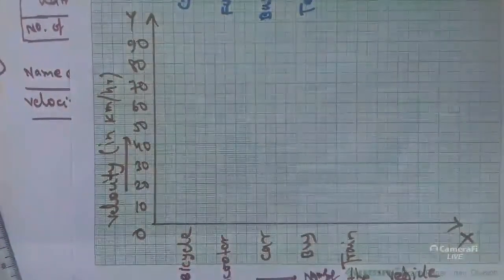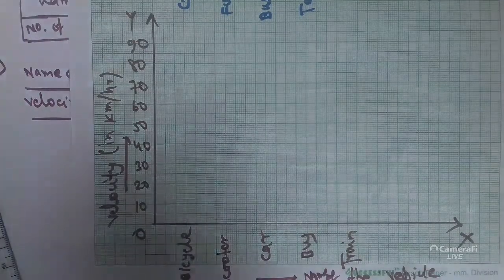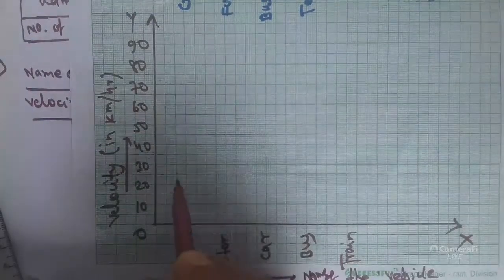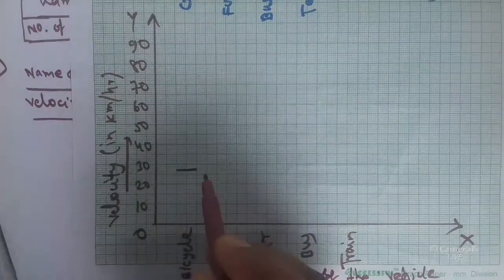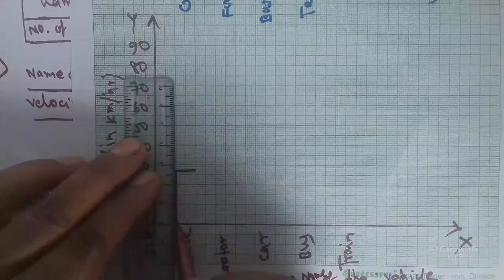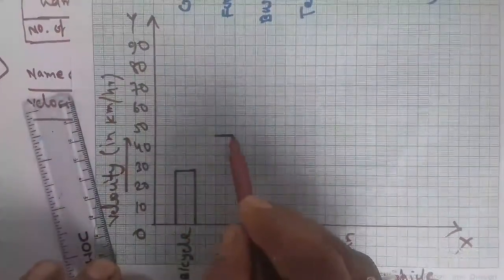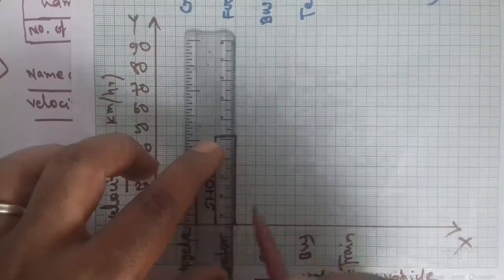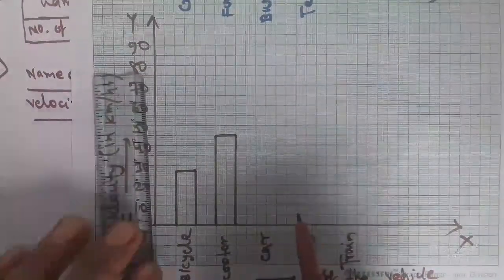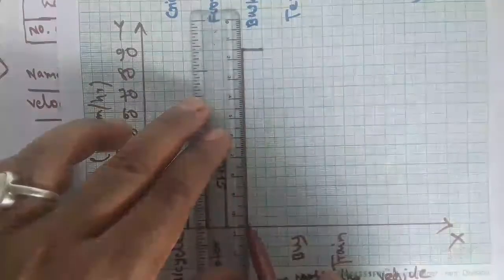Now what to do? At first we have to represent 27 for bicycle. So bicycle 27. After 20 we have to take 7 small lines. So here this one is 27. Next scooter. Scooter is 45 km. So here it is 45 km. So you have to draw the bar. Next one is car. Car is 90 km. So here it is 90. Now we have to draw the bar.